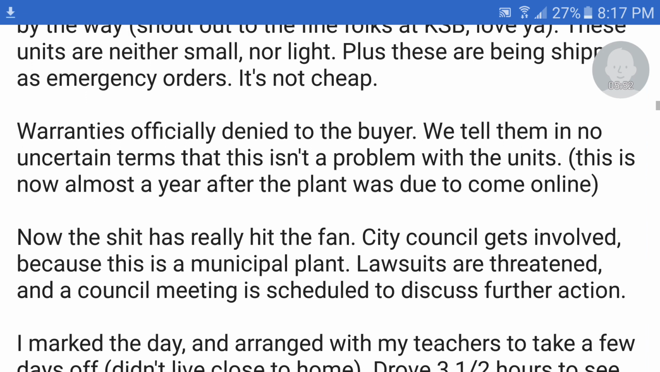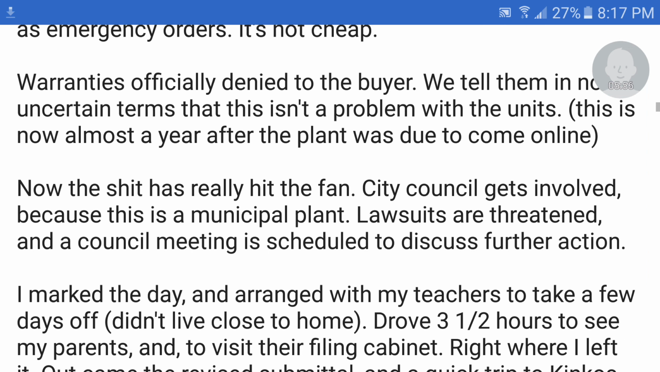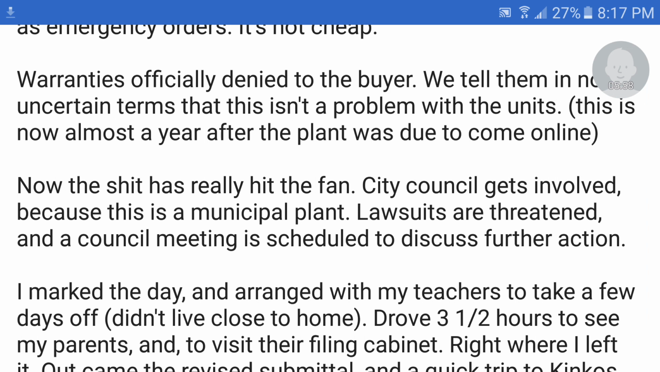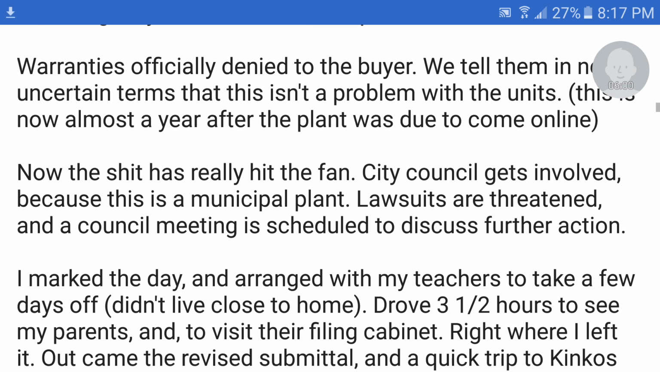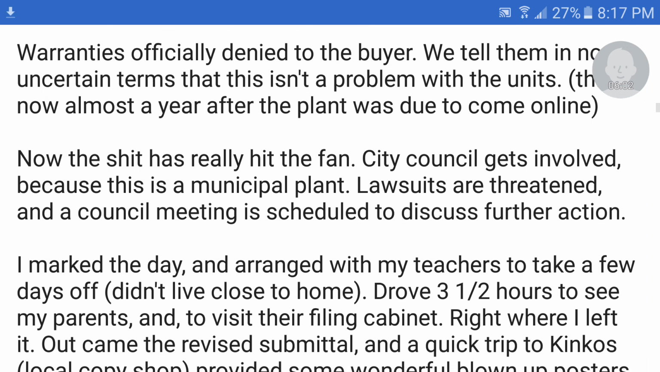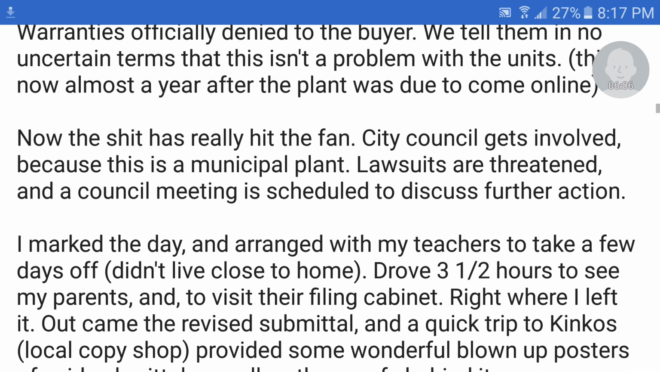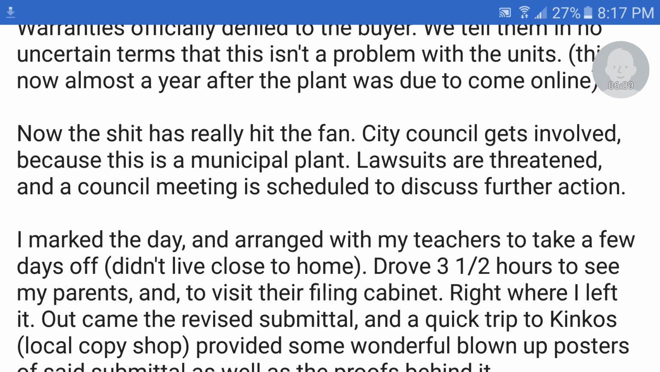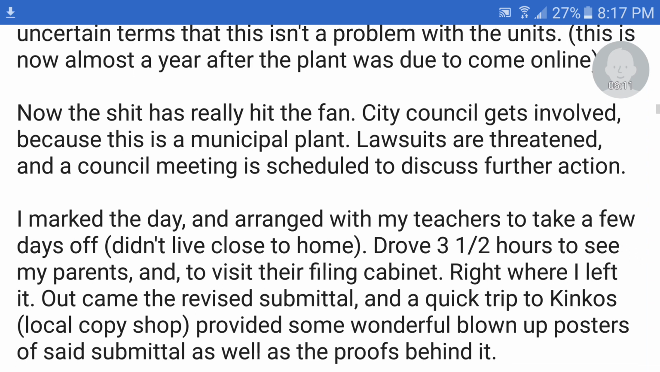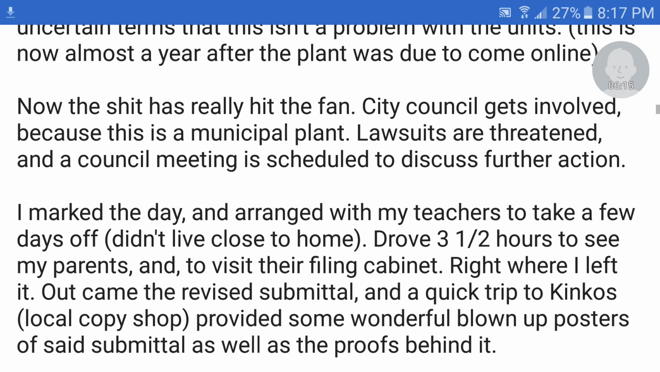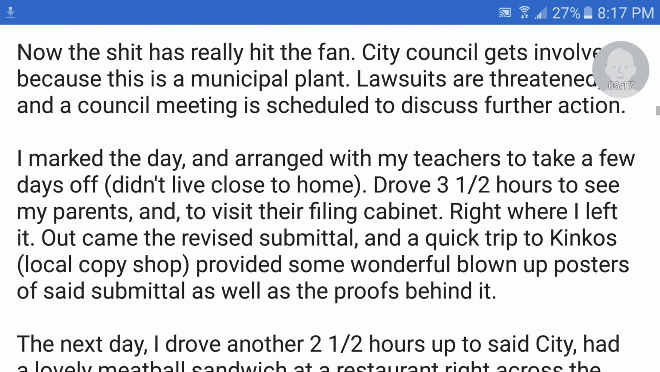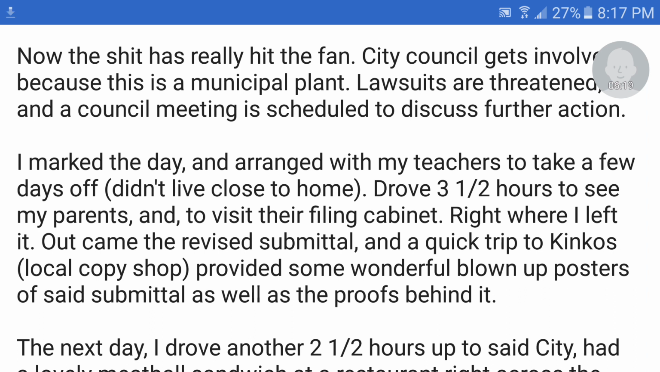I marked the day and arranged with my teachers to take a few days off. Didn't live close to home. Drove 3.5 hours to see my parents, and to visit their filing cabinet, right where I left it. Out came the revised submittal. And a quick trip to Kinko's, the local copy shop, provided some wonderful blown-up posters of said submittal as well as the proofs behind it. The next day, I drove another 2.5 hours up to said city.